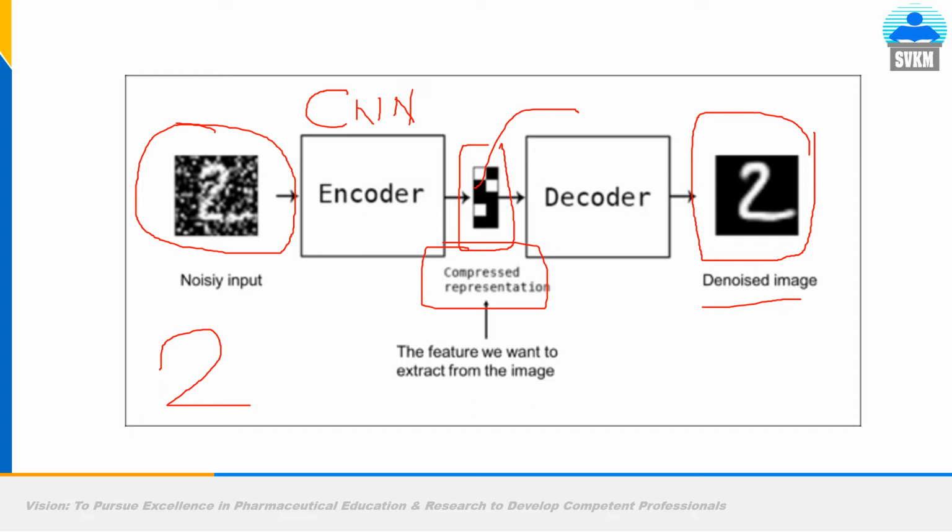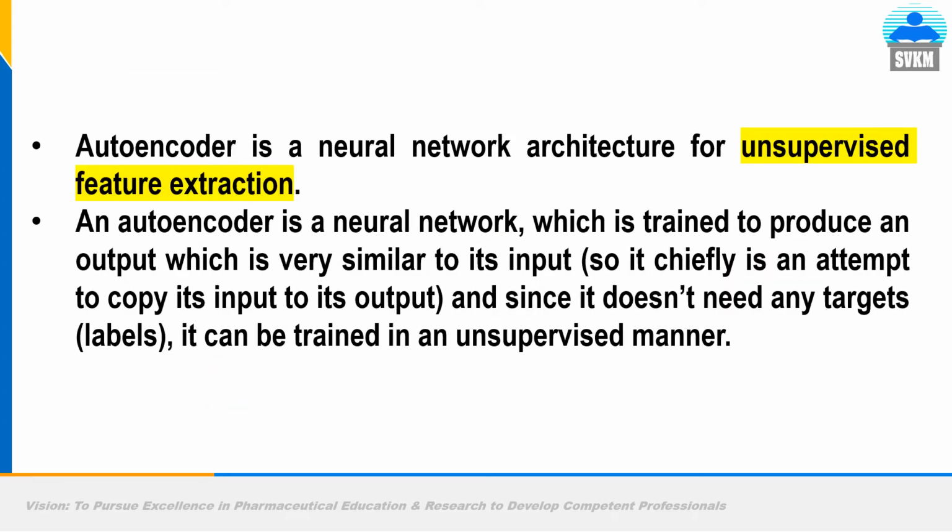So how is it possible? From latent space, which is the compressed representation, the features will be isolated and you will get the proper result. An autoencoder is a neural network architecture for unsupervised feature extraction. An autoencoder is a neural network which is trained to produce an output which is very similar to its input. So it is chiefly an attempt to copy its input to its output. And since it does not need any target label, it can be trained in an unsupervised manner. Because we all know supervised means you should have input and output both together.